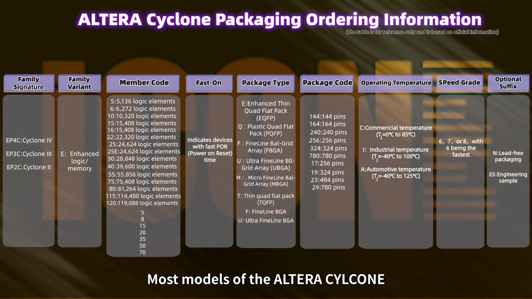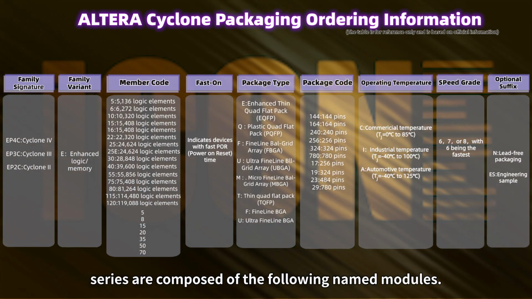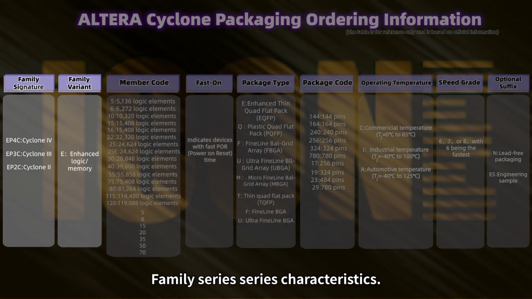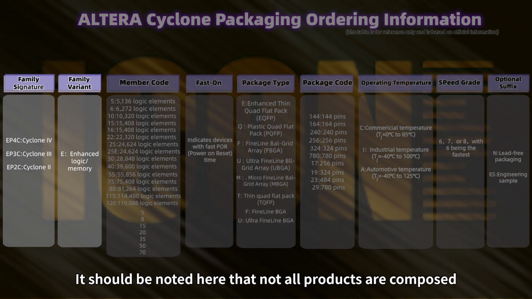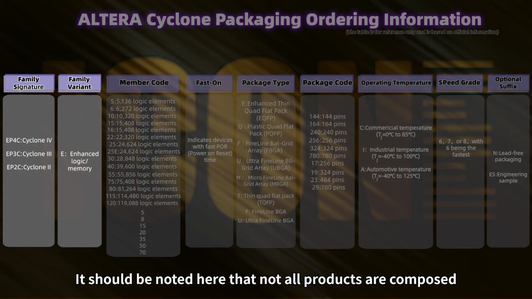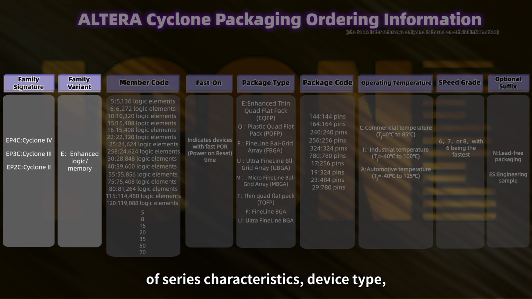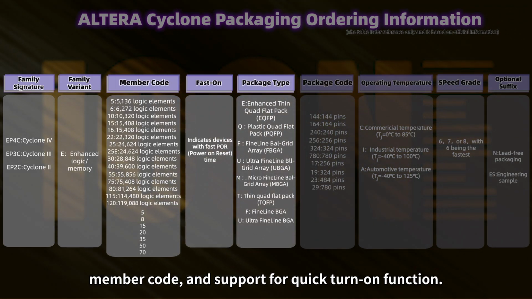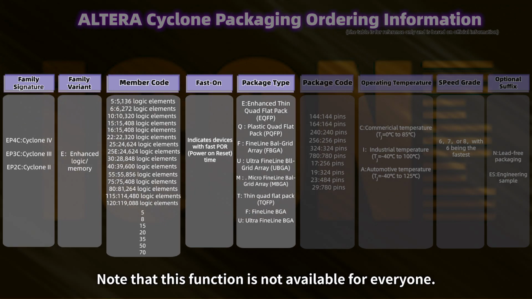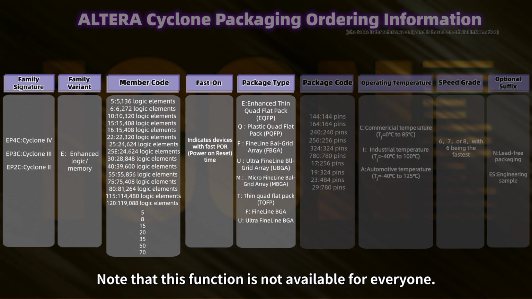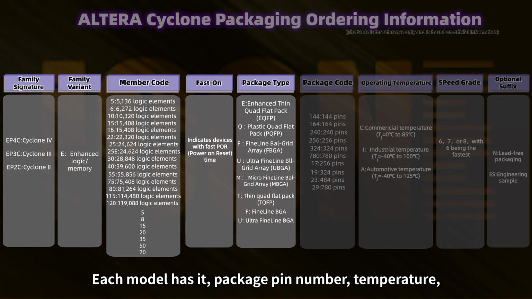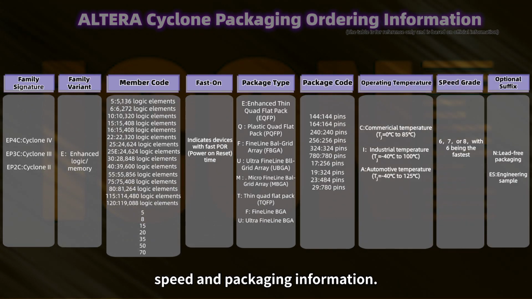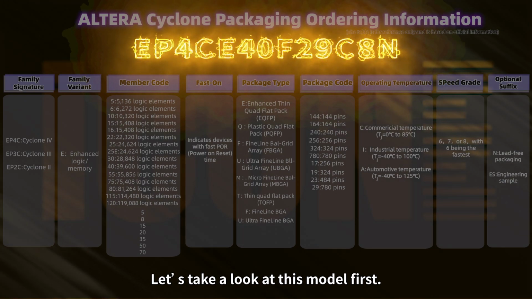Most models of the Altera Cyclone series are composed of the following named modules: Family Series, Series Characteristics. It should be noted here that not all products are composed of series characteristics, device type, member code, and support for quick turn-on function. Note that this function is not available for everyone. Each model has its package pin number, temperature, speed, and packaging information. Let's take a look at this model first.